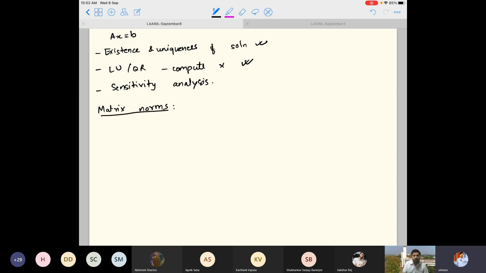So these matrix norms are really very important, because they will actually be the tool with which we will quantify how much is the perturbation, or how far away you are, what is the degree of error that you are introducing. So that measure or that gauge, we need some quantification. That quantification will be provided by matrix norms. Okay, so there are several types of matrix norms.